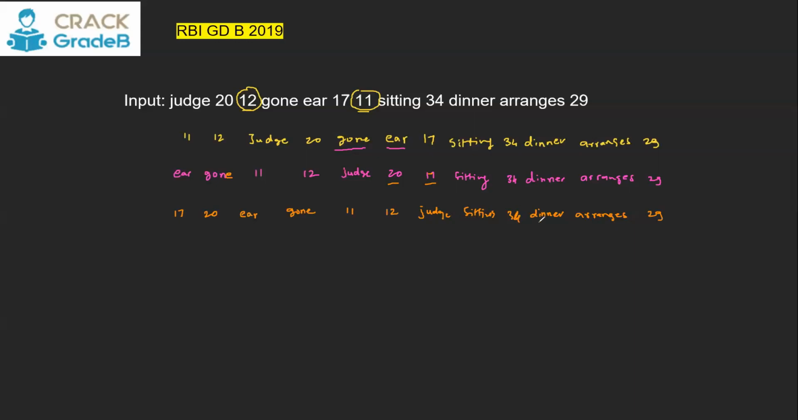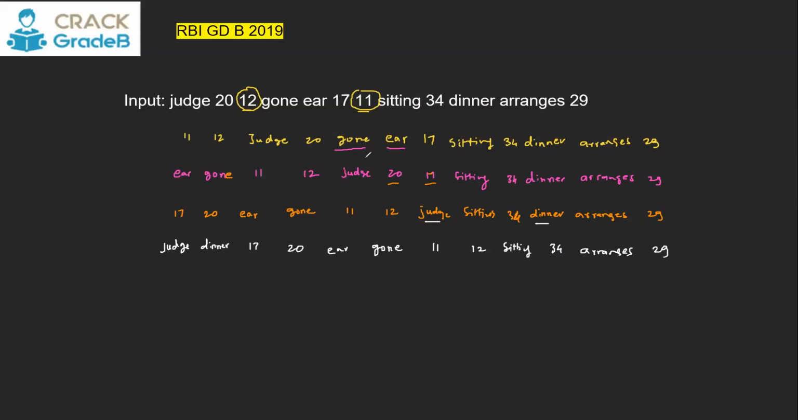In the next step, the other two small words: judge has 5 letters, sitting has 7 letters, dinner has 6 letters. So judge and dinner will appear. Then comes 17, then comes 20, then comes year, then comes gone, then comes 11, then comes 12, then comes sitting, 34, arranges, and 29.